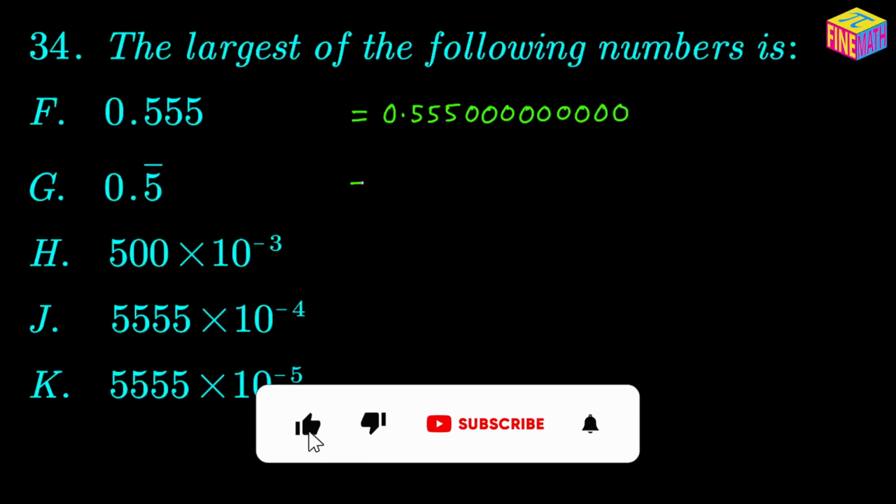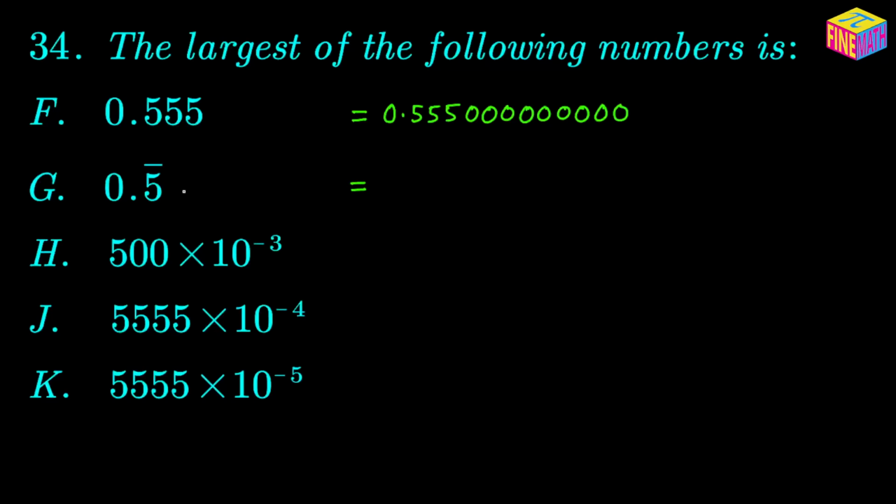Similarly, let's write down the second number, which is 0.5 with a bar. You see that bar? The bar indicates that the decimal digit repeats forever. So it is going to be 5, 5, 5, again 5, again 5, 5, and it will go on like this forever. But I'm not going to keep on writing forever. I'm just going to put 3 dots like this to indicate that this same decimal digit would be repeating, right? So the second number looks like that.